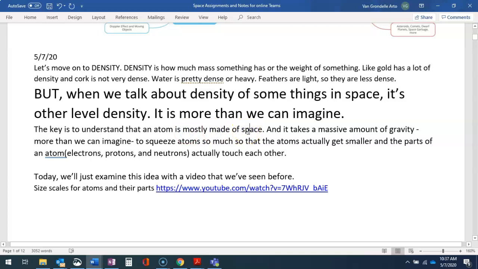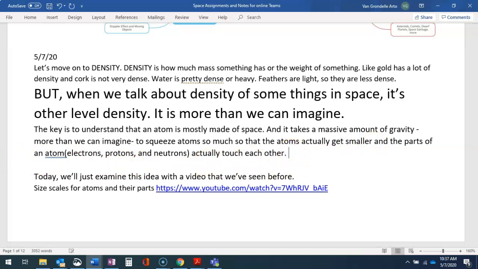It is not like a marble, solid. It's the opposite. It's kind of like the space between us here and the moon. It's basically that kind of space in between us. It's not solid, an atom, at all. It's really energy in space, actually. And it takes a massive amount of gravity, more than we can imagine, to squeeze atoms so much so that the atoms actually get smaller and the parts of an atom actually touch each other.